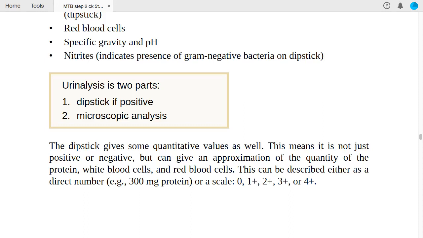For example, WBCs, red blood cells and protein can be described either as a direct number, for example 300 milligram protein, or on a scale of 0, 1 plus, 2 plus, 3 plus, 4 plus. 1 plus means about 1 gram, 2 plus means 2 gram, 3 plus means 3 gram. Normally, Tamm-Horsfall protein is present in the urine, only between 30 to 50 milligram. Up to 300 it's okay, but when we go upward, more than 300, then we see the scaling system of plus 1, plus 2 and plus 3.